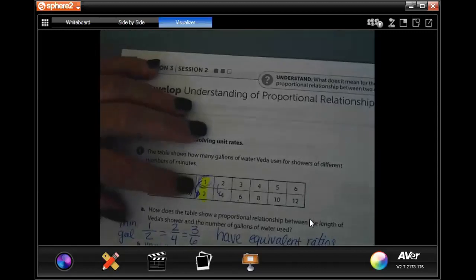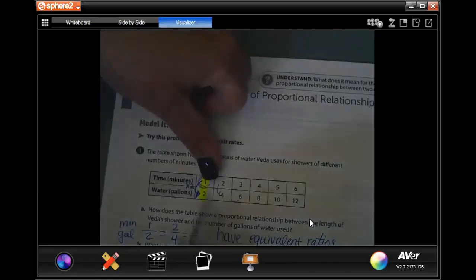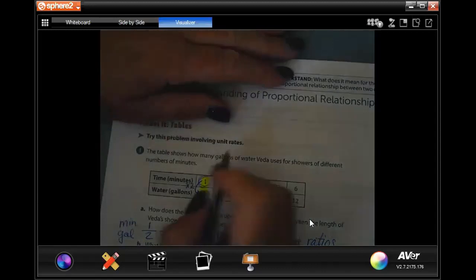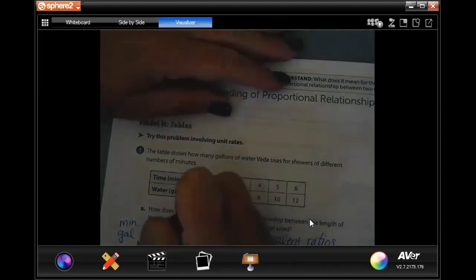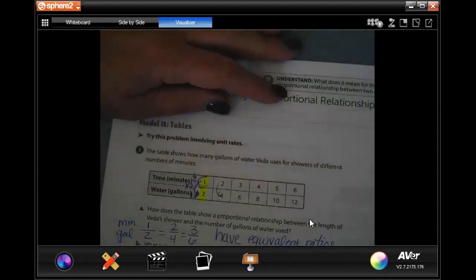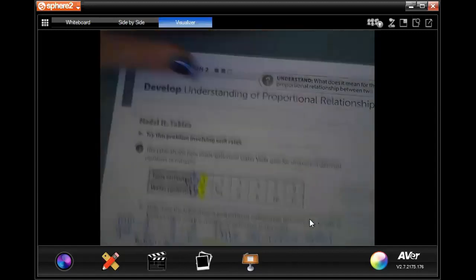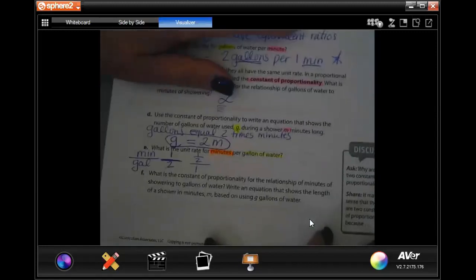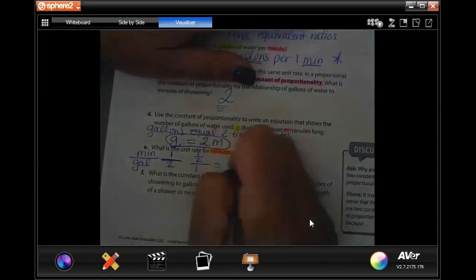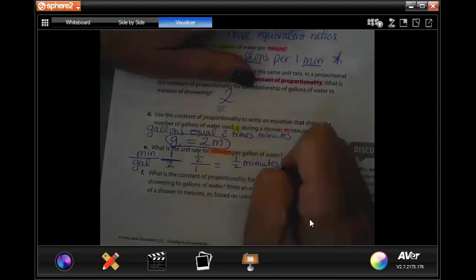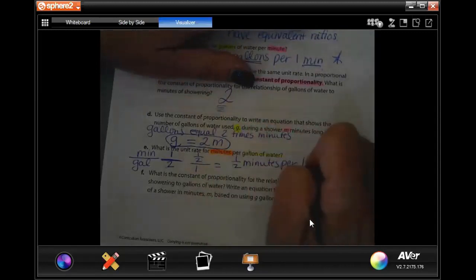And we can confirm that up here. If we have 1 minute for 2 gallons, if we go down to 1 gallon, right? It's a half a minute. So I just continued my table. So my unit rate is 1/2 minute per 1 gallon of water.